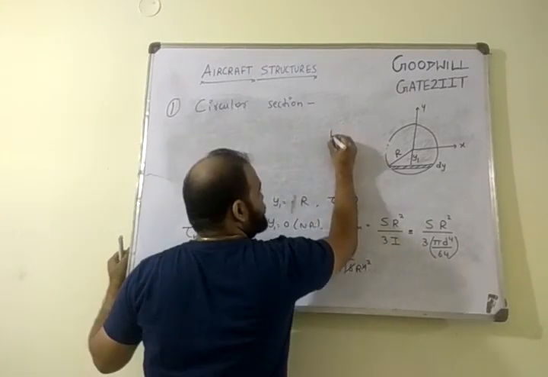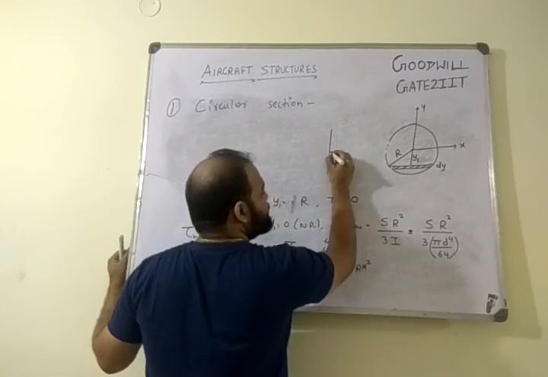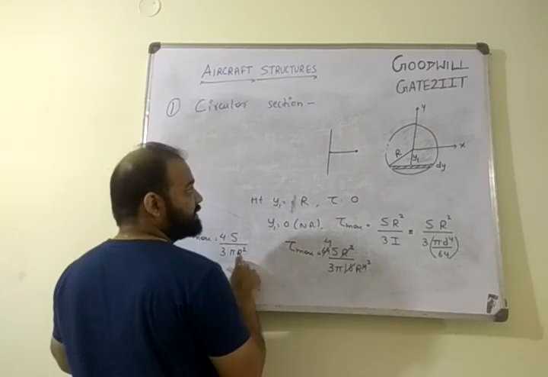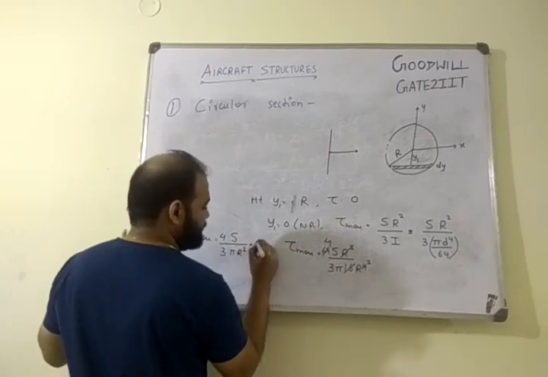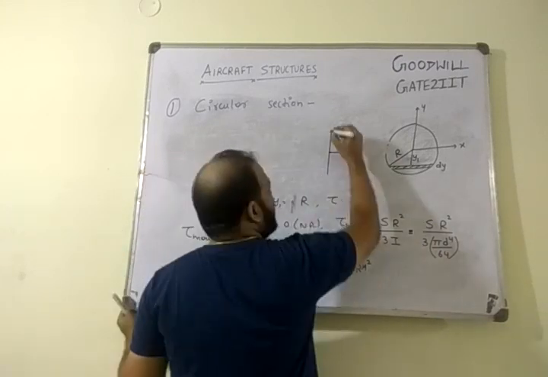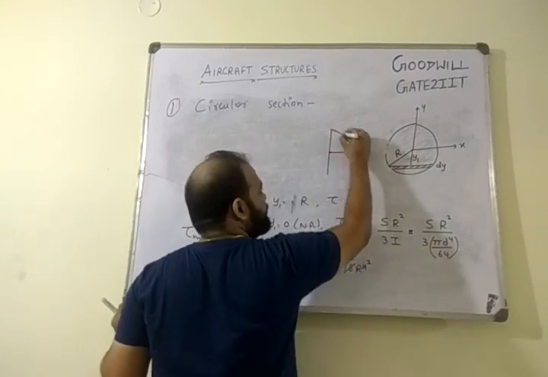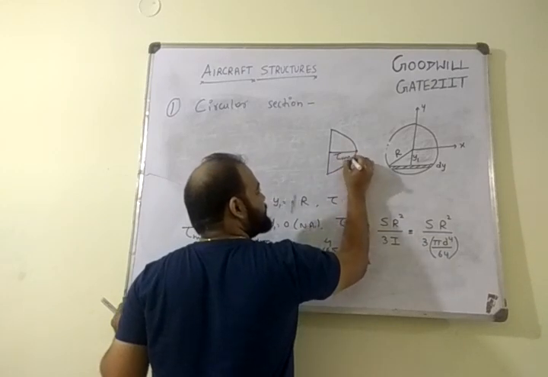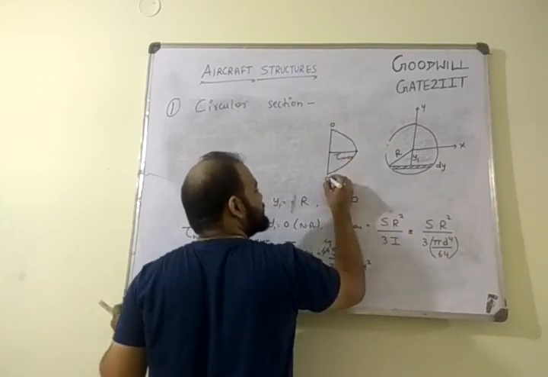Let's draw the distribution. So this is your cross section length, this is your neutral axis. We know at neutral axis our stress will be 4 by 3, that is 1.33 times tau average, and at the outer fibers it is 0, and we know it varies parabolically. So this is tau max, this is 0, this is 0.